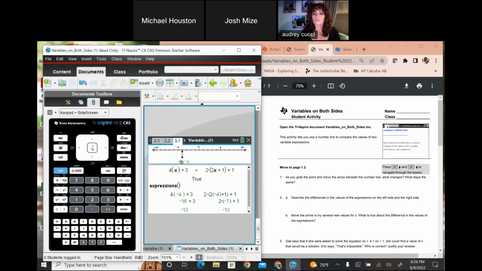Yeah, they can absolutely do it graphically. Okay, so if they do it graphically, math teachers, what should happen? Yeah, it's the same line, right? And I really like that graphing option, right?